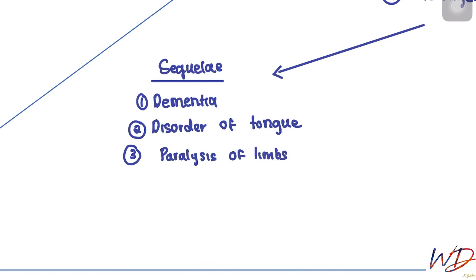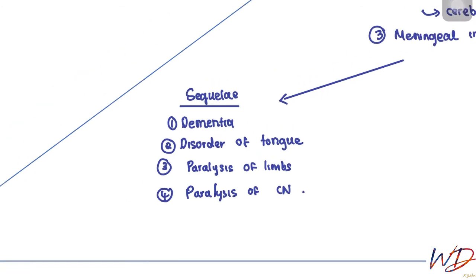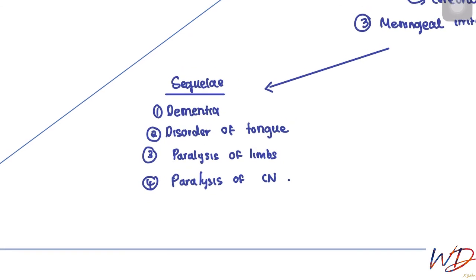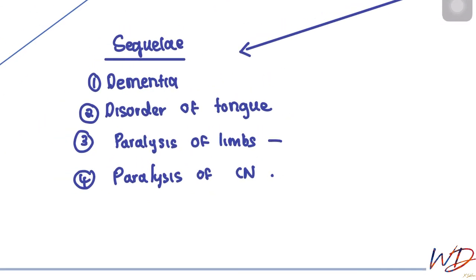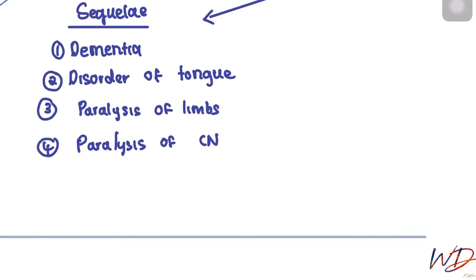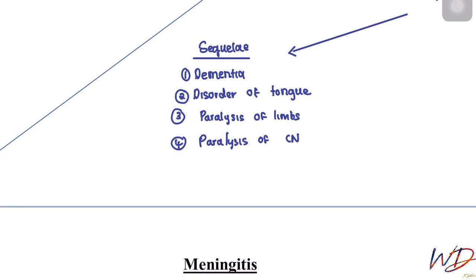These are the sequela, cranial nerves. So what happens here is, if there is going to be damage or inflammatory damage to the corticospinal tract, there can be limb paralysis. Cranial nerves can be affected, leading to paralysis of cranial nerves. So you get similar features such as facial palsy in this kind of situation.